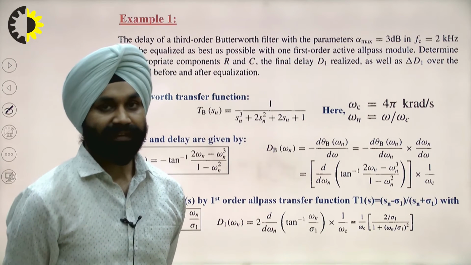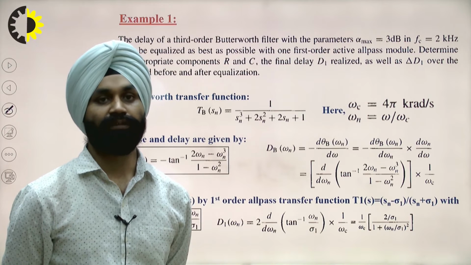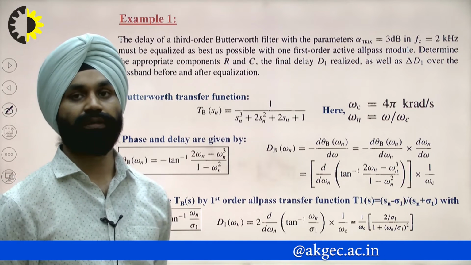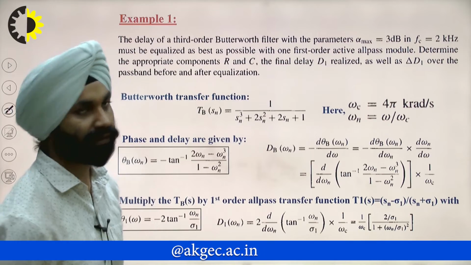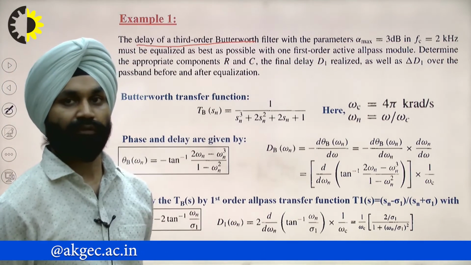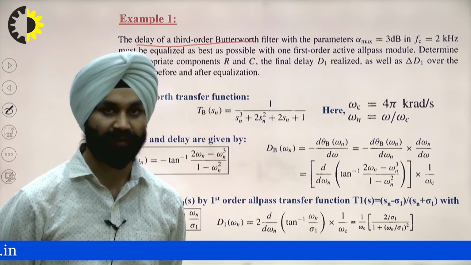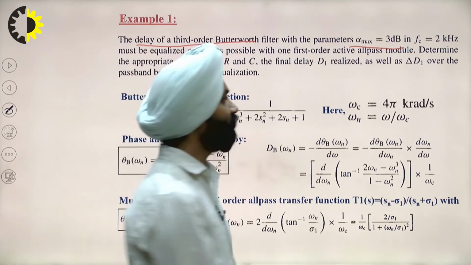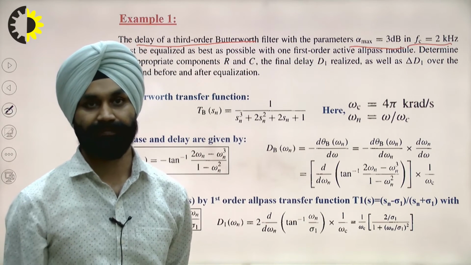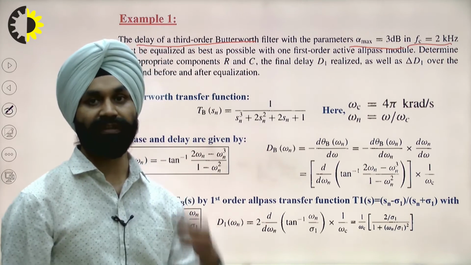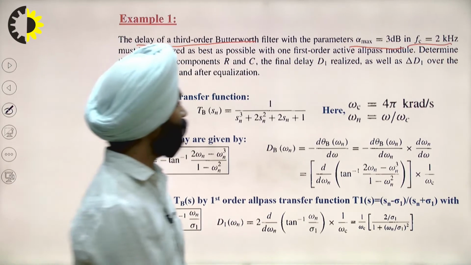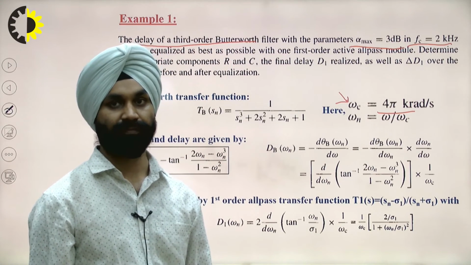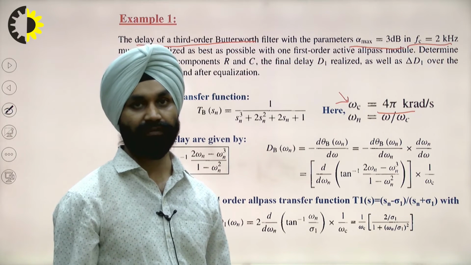So let's take an example to see how it behaves. Let's suppose we have to equalize the delay of a third order Butterworth filter. Some parameters are required to specify this filter. First, alpha max is 3 dB. The central frequency FC is 2 kilohertz, which means the central angular frequency omega C will be 4 kilo radians per second. And we also have to normalize this filter.